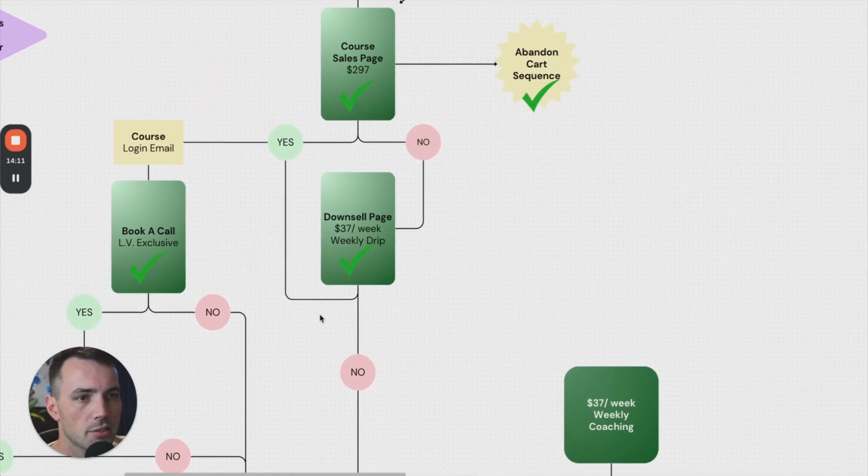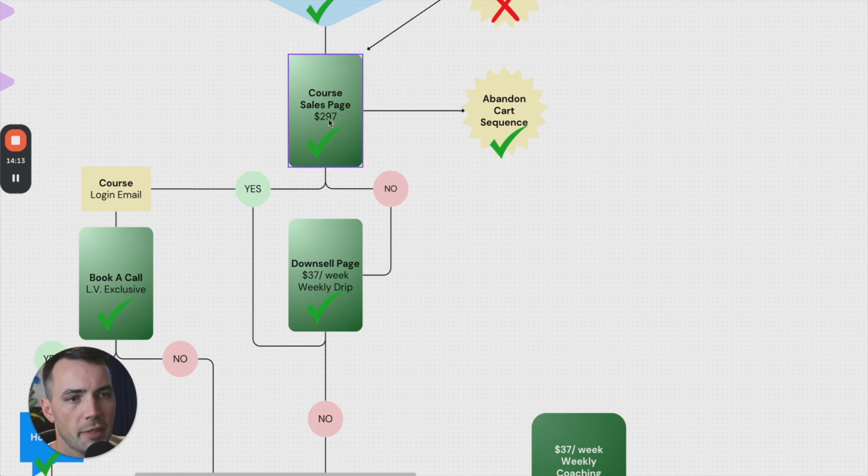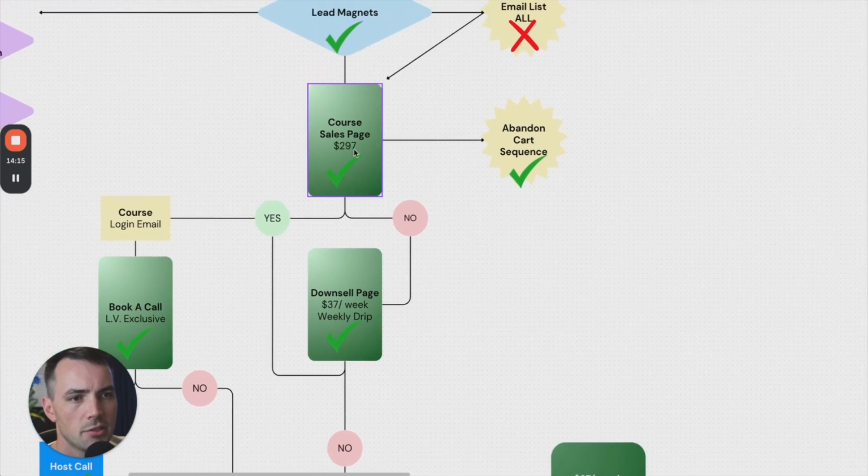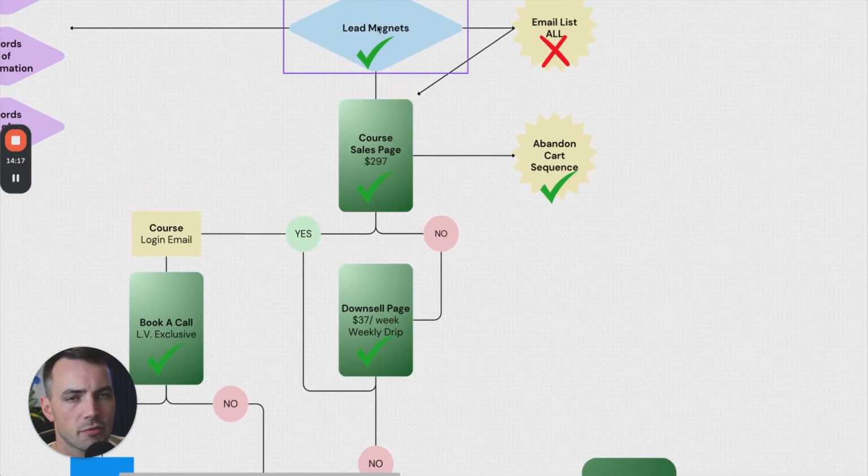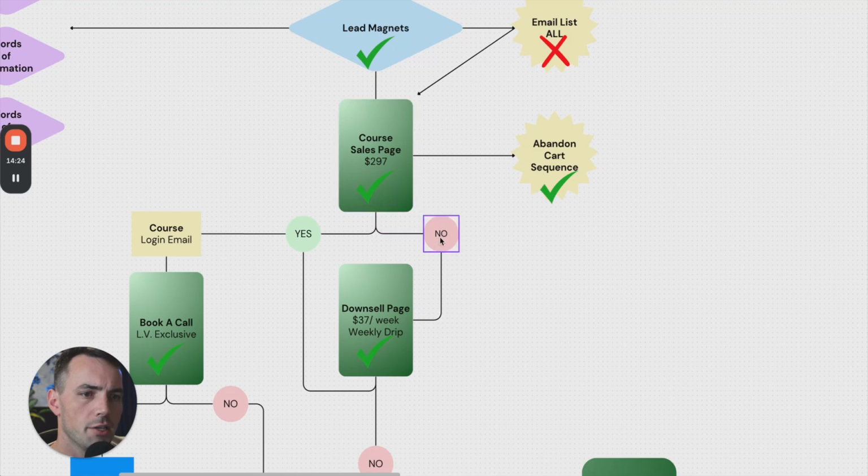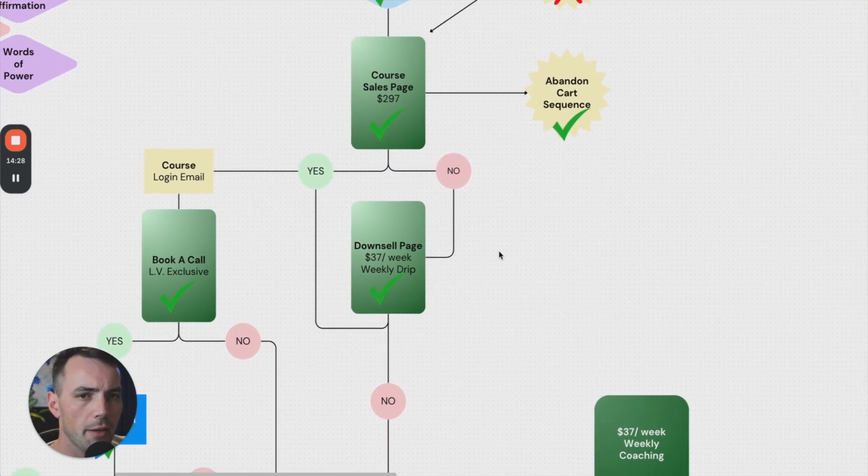All right, so let's say they are on the course page, and they see the $297 upsell. They just bought an ebook for $7. It teaches them what's in the course, but the course shows you how to do it. They say no to that. Well, then you can do what's called a downsell. So it'll go to a page. It'll say, hey, before you go, I understand the $297 might be a lot right now. I get it.